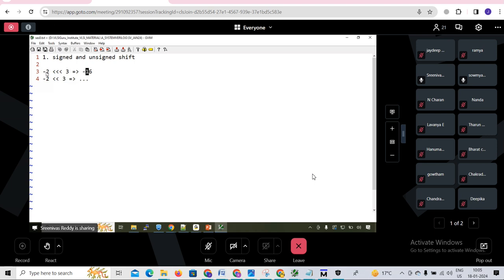There is some problem with the Questa tool. We will check once, because in case of signed left shift, it doesn't work properly. For right shift, it works. When we do the right shift, it works. Let's check that also.